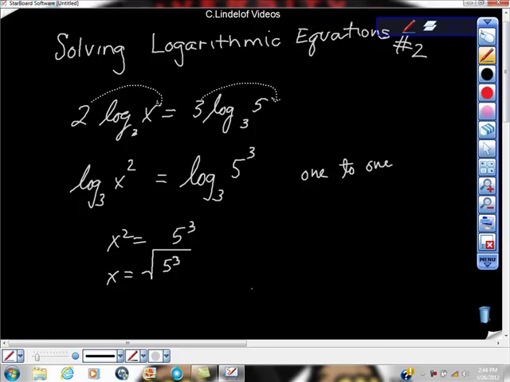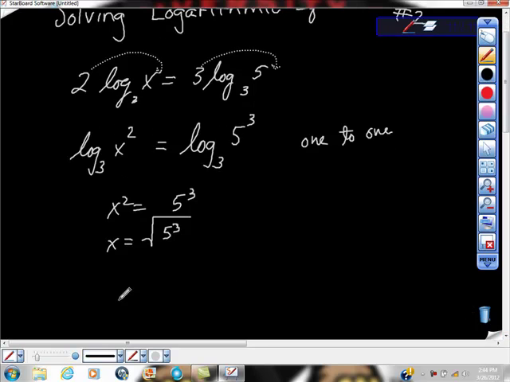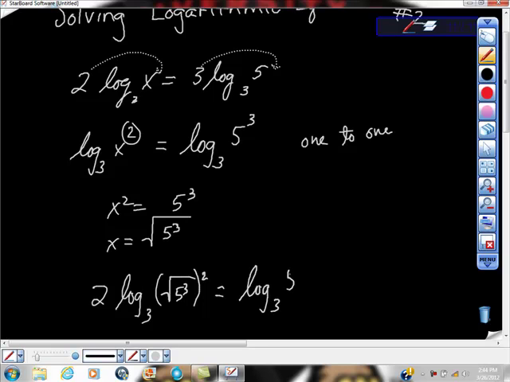So x is equal to the square root of 5 cubed. And if we went back and tested that, we'd see that it works quite well. So we'll put that in up here, and here's the original equation. Log base 3 of the square root of 5 cubed, squared, is equal to log base 3 of 5 cubed. Well, of course, the square of a square root is just that, isn't it? So check, that worked out good.